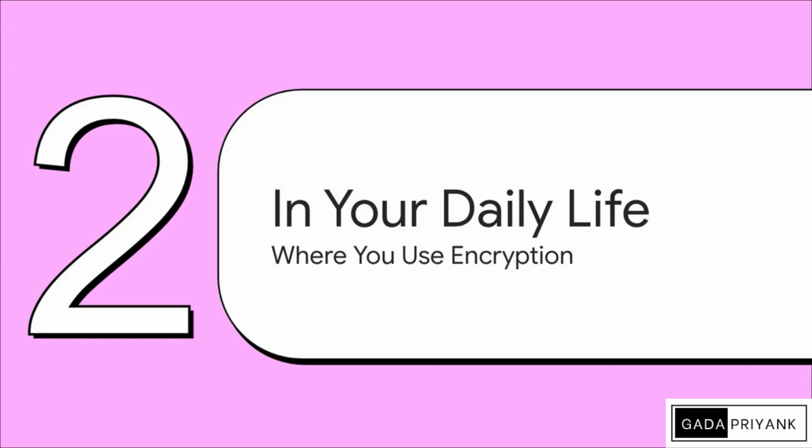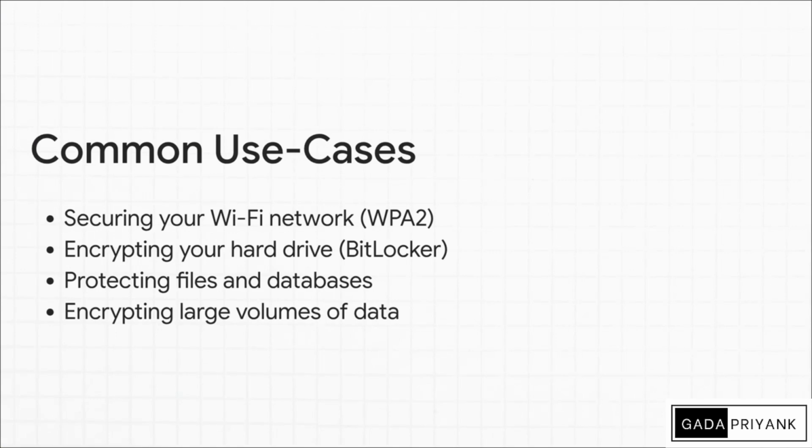Now, I know this might all sound a little bit abstract, like something only spies or computer scientists use, but I guarantee you, you are using this technology every single day, probably without even thinking about it. Think about it. That password you use to connect to your home Wi-Fi, that's symmetric encryption. Tools like BitLocker that scramble your entire computer's hard drive if it gets stolen, same thing. And because it is incredibly fast and efficient, it's the absolute go-to for protecting massive databases and encrypting huge amounts of data where speed is everything.